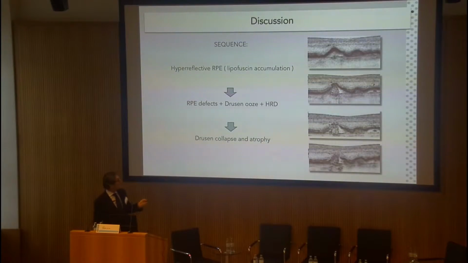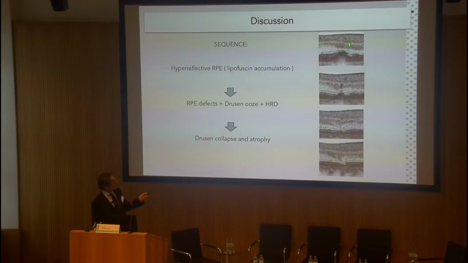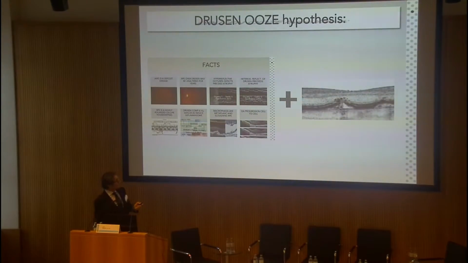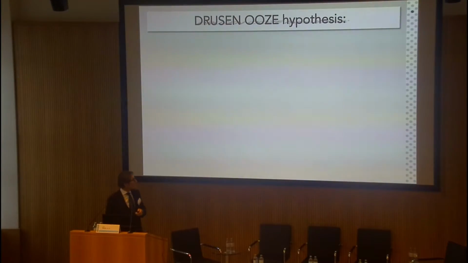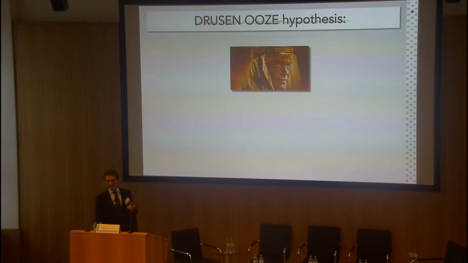So the sequence is always the same: hyperreflective RPE, defects on the RPE, hyperreflective dots, and the Drusen that seems to let this material get out. And this is very frequent. The sequence, it's always the same. So putting all this together, what do we know? And these features, we are trying to suggest this hypothesis to explain a potential contributing mechanism for GA progression. And this is something I'd like to present.